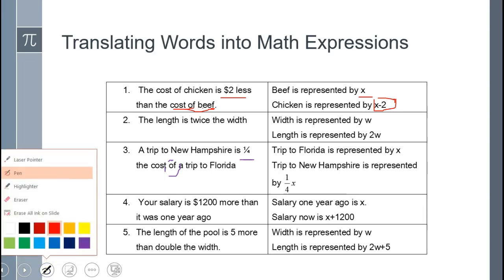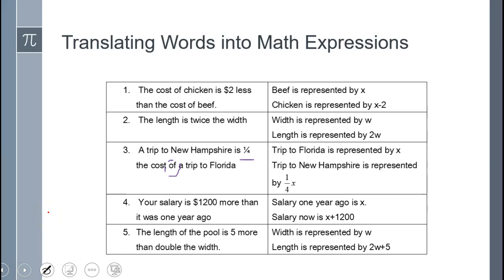In the next one, the length is twice the width. Width is represented by W because you're taking length and comparing it to width. Width is what you're referencing to. So let width be the variable. And then you can relate length to width by saying length is 2W.